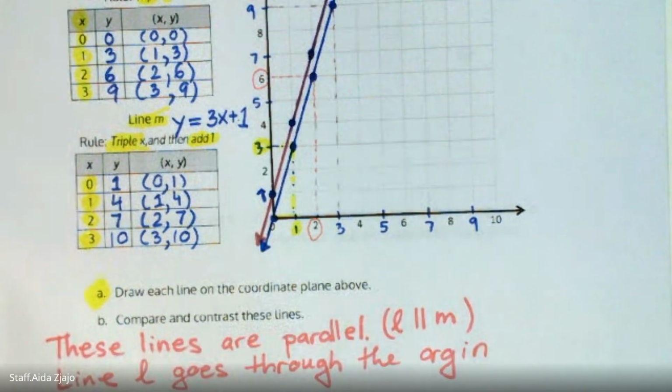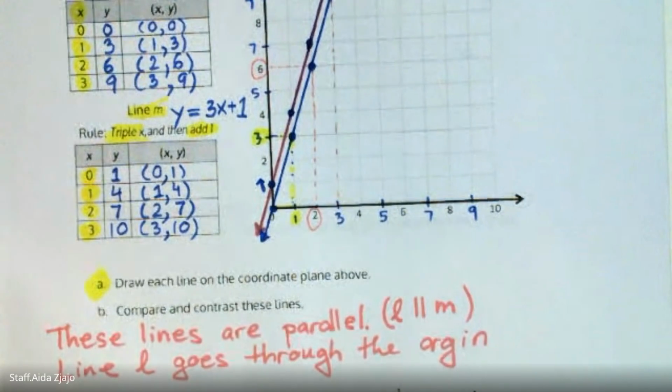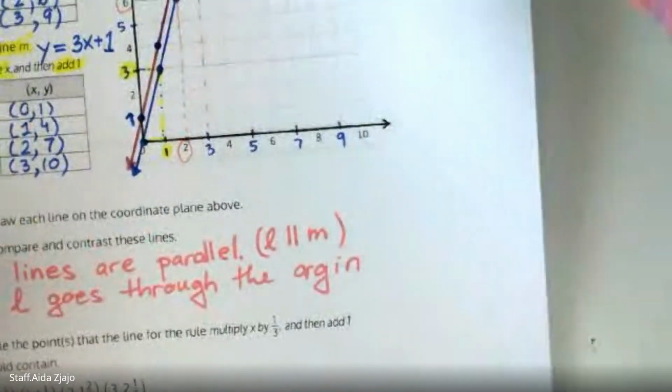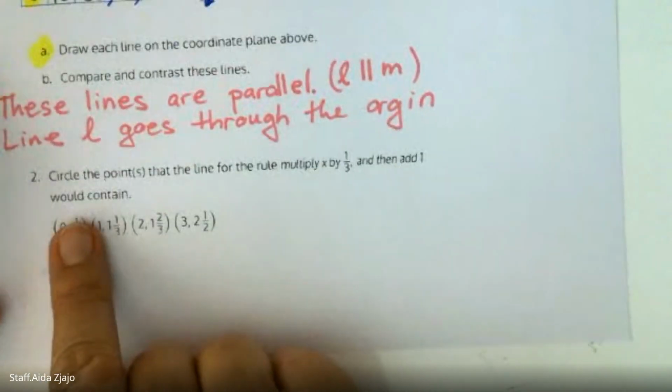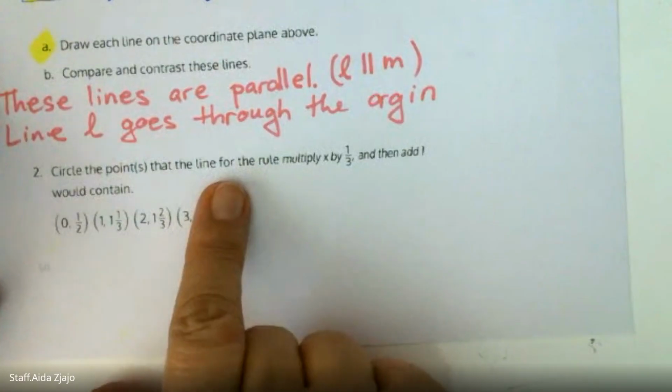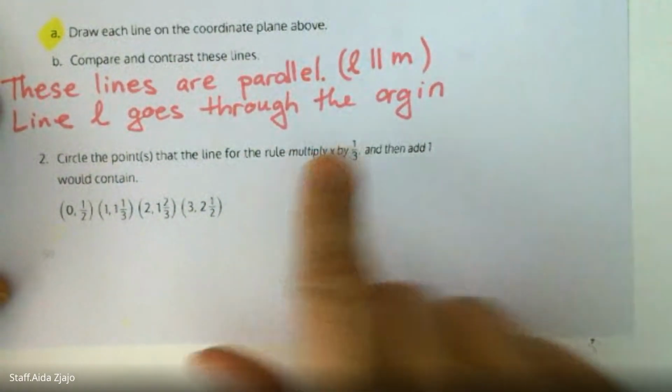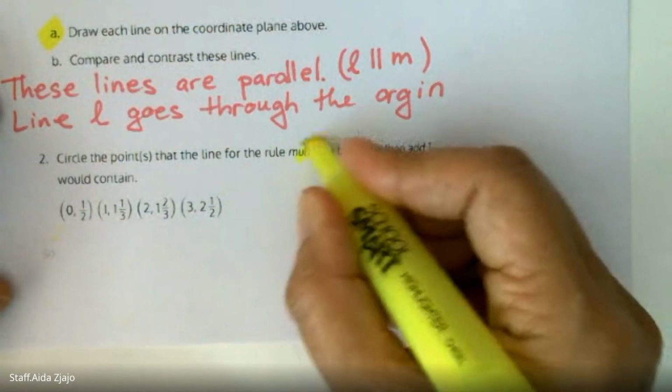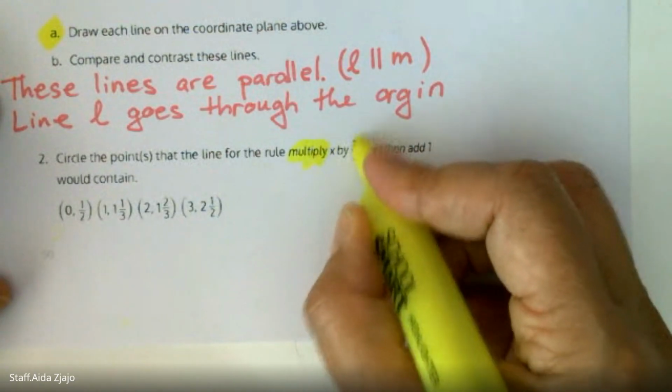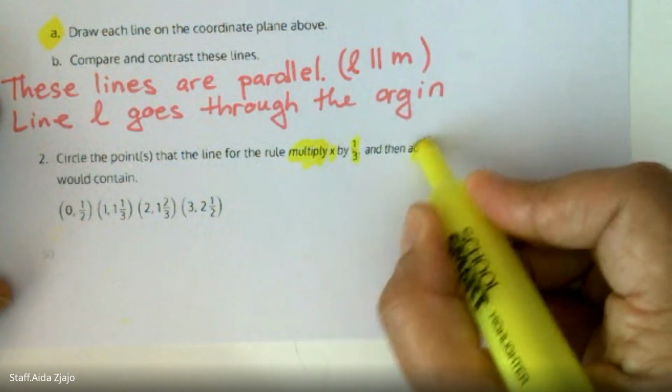Okay, let's do the next. Circle the point that the line for the rule multiply x by 1/3, and then add 1 would contain. All right. Oh, sorry, you can't see this. So number 2 says circle the points that the line for the rule multiply x by 1/3 and then add 1 would contain.